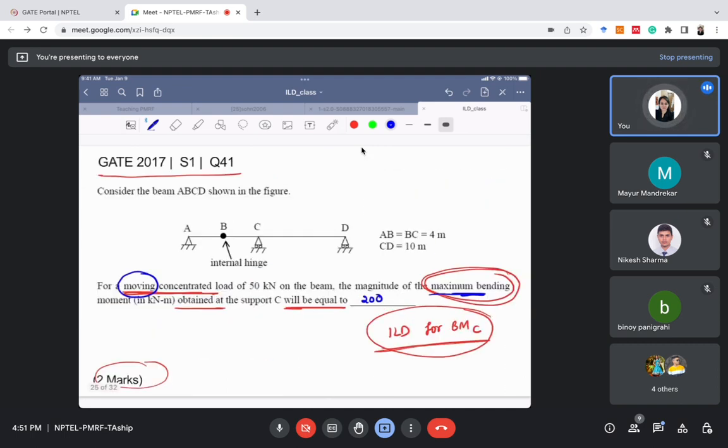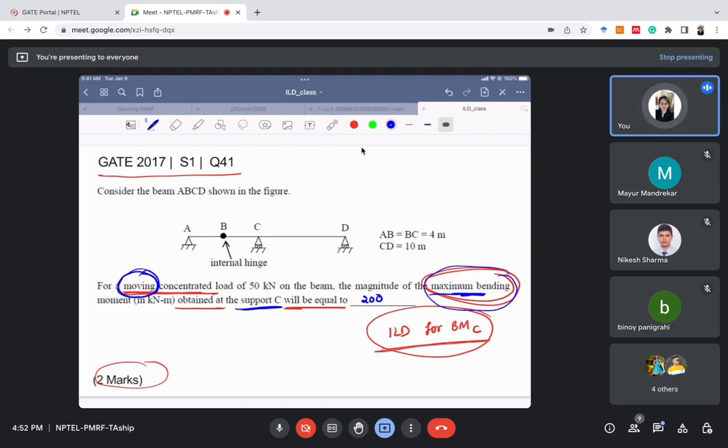So let's quickly revise. After seeing a question, if you see that a moving load is written there, then you should know that you have to draw the ILD. Then the second thing is for what quantity you have to draw the ILD: for reaction, for bending moment, and that you will get from the question. Here we have to calculate the maximum bending moment, so the ILD for bending moment at what point? At support C.